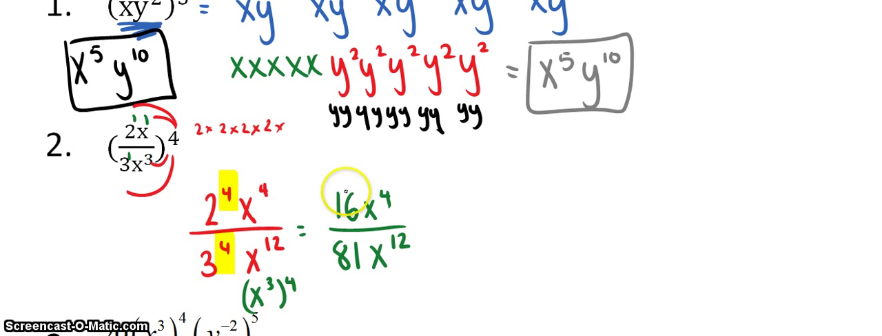The last step would be to see if there's anything you can cancel between 16 and 81. So you can't divide 81 by 2. Can we divide 81 by 4? No, you can't do that. I don't think there's anything we can simplify, but if there was, you should. And that would be my final answer.